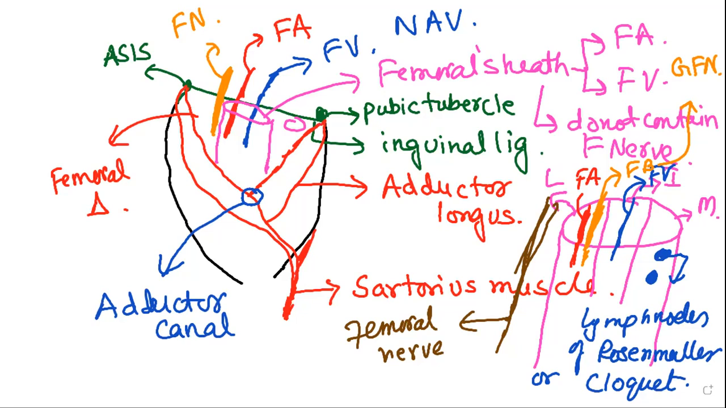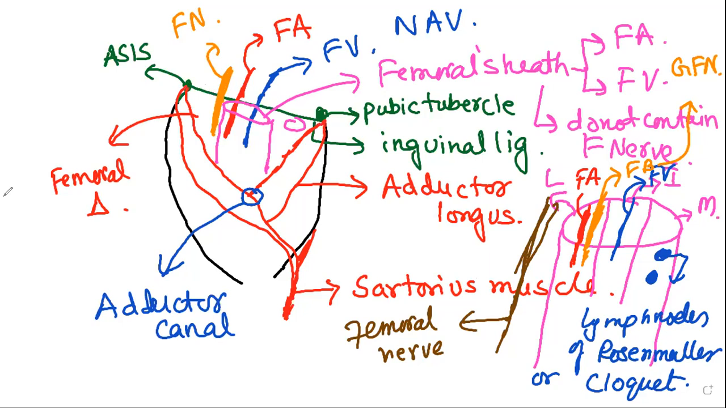One branch, that is the genital branch. Second is the femoral branch. So femoral branch of genitofemoral nerve, it is present in the femoral sheath, not the femoral nerve. Femoral nerve is outside the femoral sheath. This is clear to everyone.